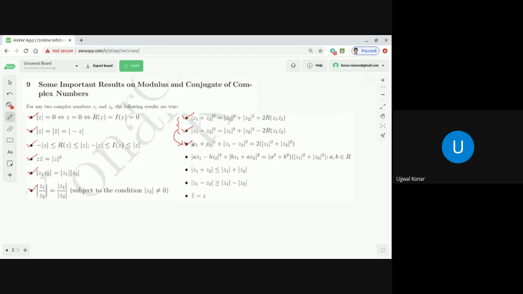Correct, dear students? And the next one is that mod of a z1 minus b z2 square plus mod of b z1 plus a z2 square is equal to a square plus b square into mod of z1 square plus mod of z2 square, for any two real numbers a and b. You can all do this by your own, dear students, because you know the fundamental definition. Now, mod of z1 plus z2 is always less than or equal to mod z1 plus mod z2. And mod of z1 minus z2 is always greater than or equal to mod z1 minus mod z2.